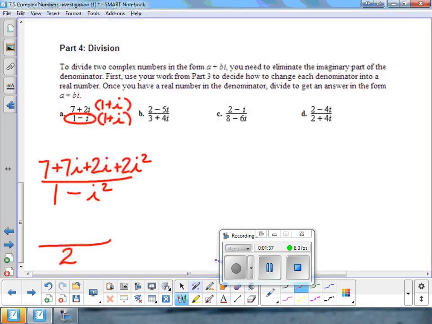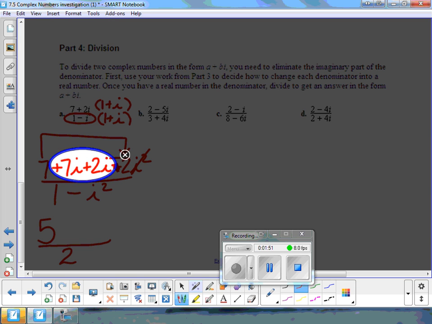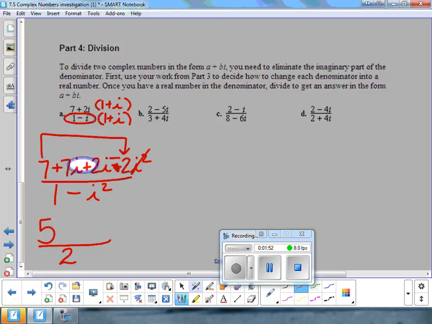So what happens here is it turns this into minus 2. So we have 7 minus 2, which is 5. And then in here we have 7i plus 2i, which is 9i.